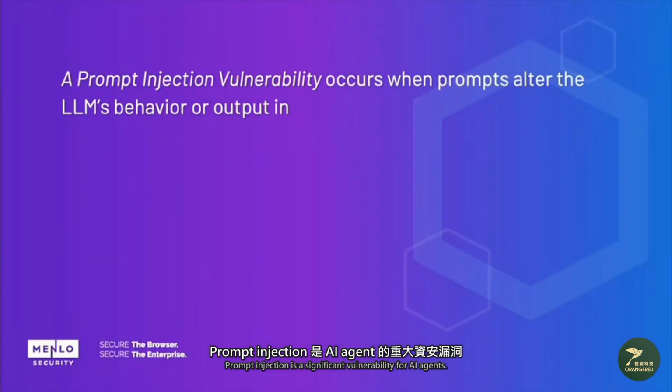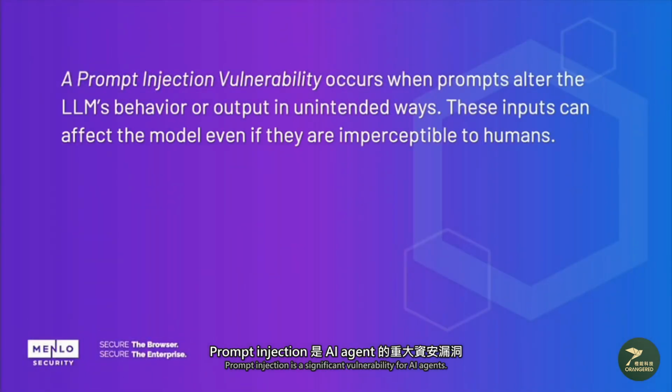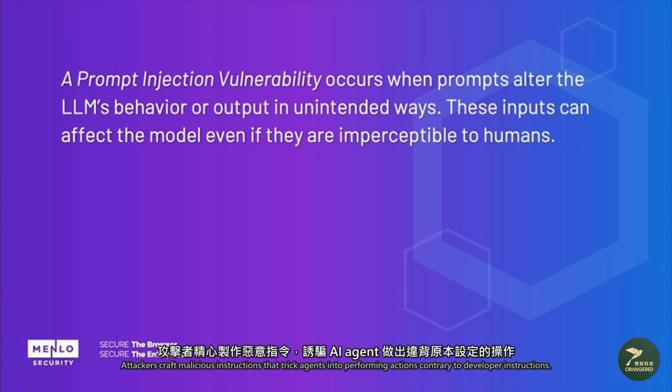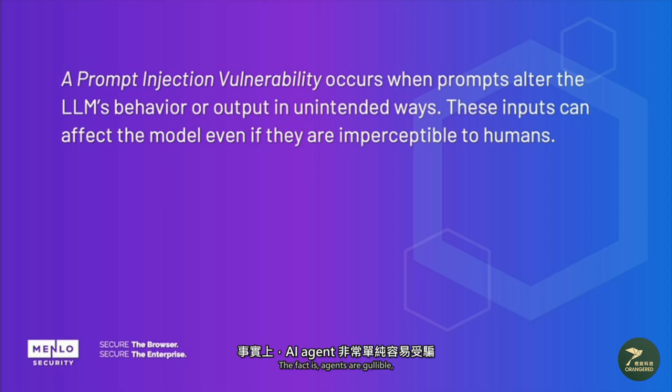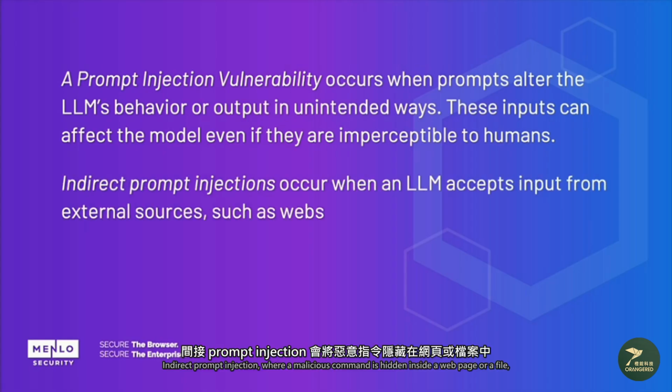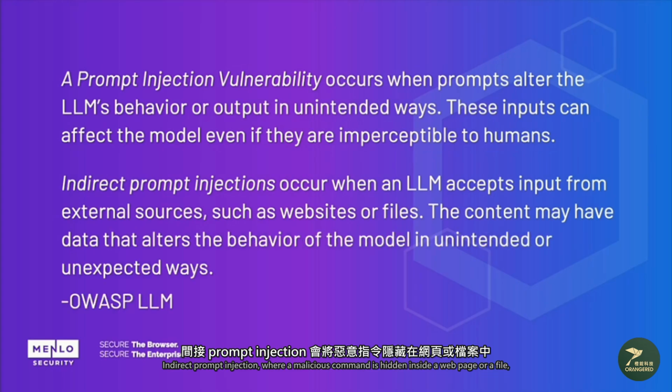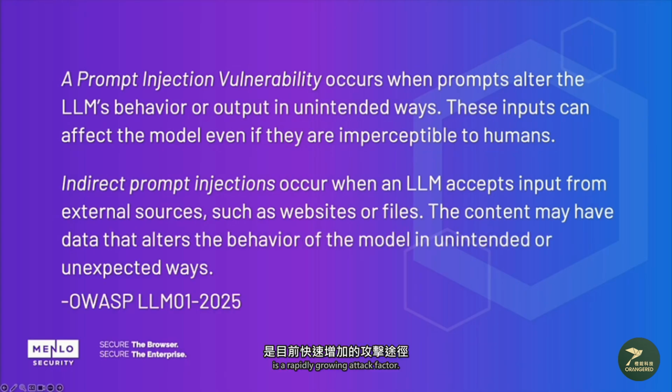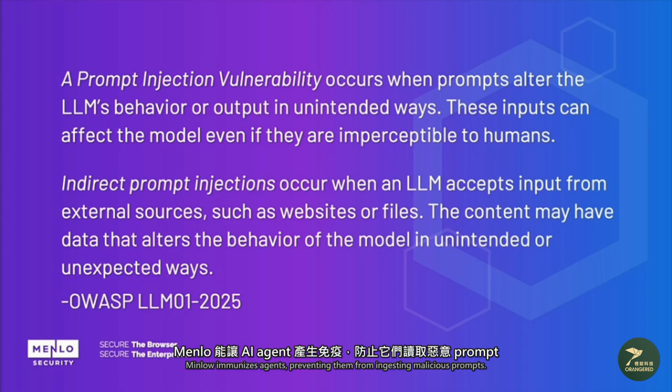Prompt injection is a significant vulnerability for AI agents. Attackers craft malicious instructions that trick agents into performing actions contrary to developer instructions. The fact is, agents are gullible, and they are also able to see elements on a web page or in a document that humans can't. Indirect prompt injection, where a malicious command is hidden inside a web page or a file, is a rapidly growing attack vector. Menlo immunizes agents, preventing them from ingesting malicious prompts.